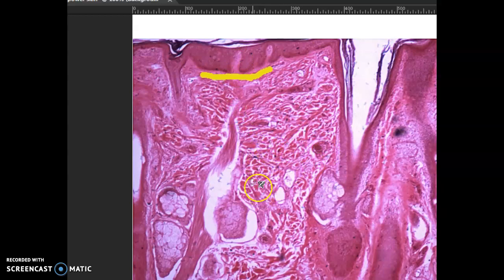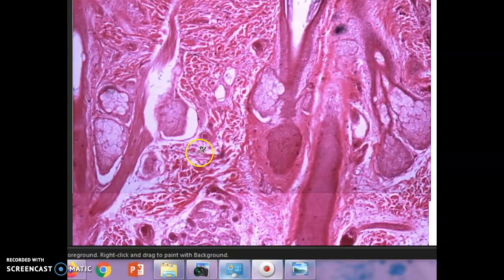Now, all the rest of that, do you recognize that tissue? I really hope you do. It is dense, irregular connective tissue. And that dense, irregular connective tissue makes up the reticular dermis. So we have some cool structures. This right here, you're going to get to learn is muscle tissue.